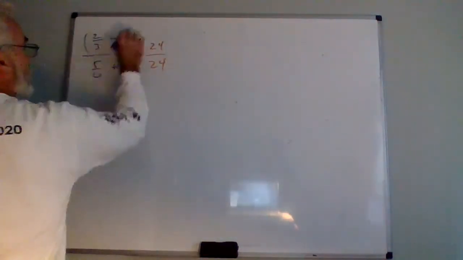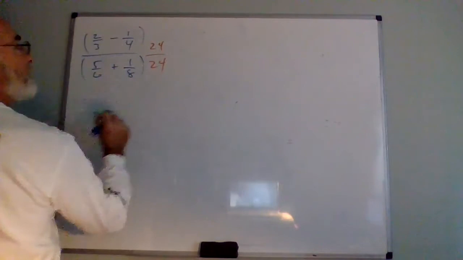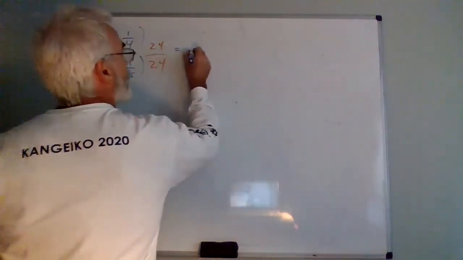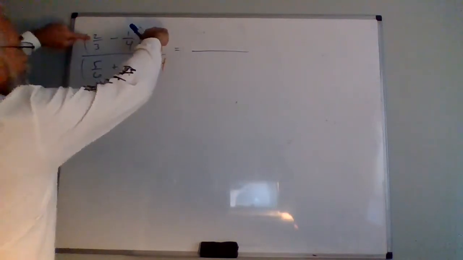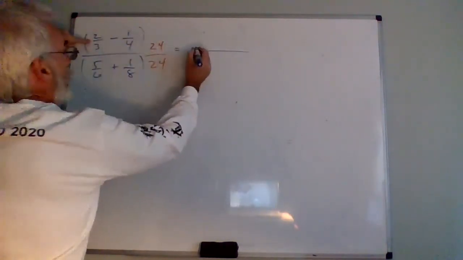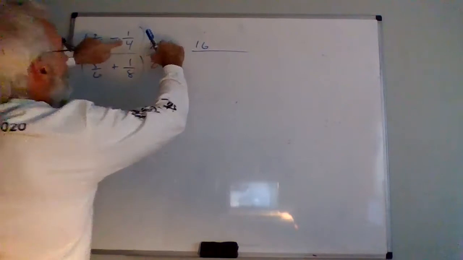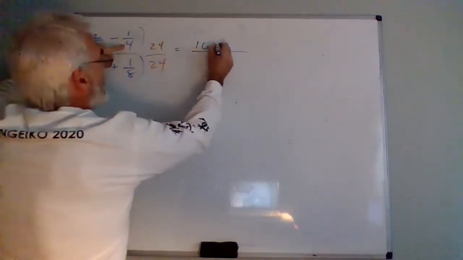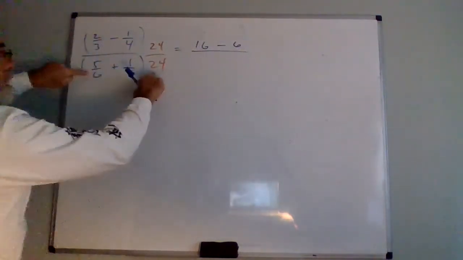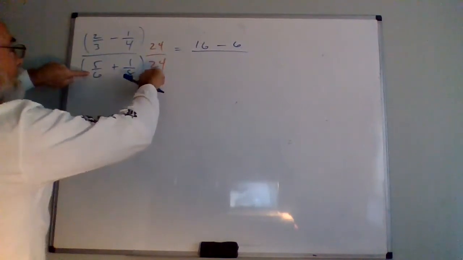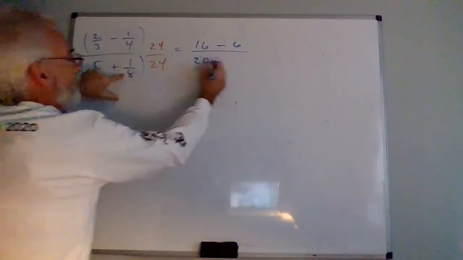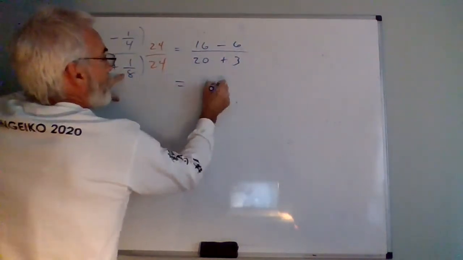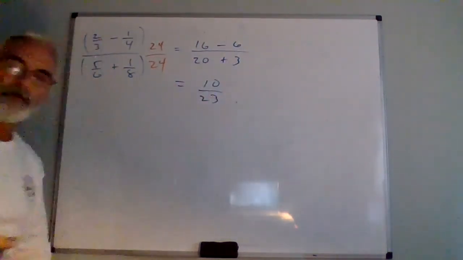Now, think of it like this. You're distributing 24 into the top. You're distributing 24 into the bottom. 24 times 2/3, that's 48/3 or 16. 24 times -1/4 would be -6. 24 times 5/6. Oh, you cancel first if that helps. That'd be 20, and then 1/8, that'd be 3, and that is, I believe, our final answer.